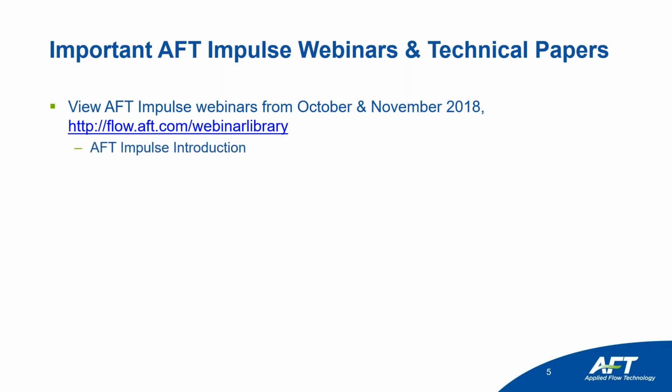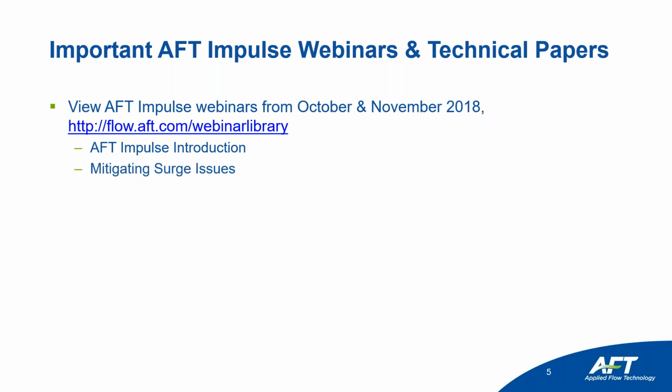The webinars I would recommend watching are the AFT Impulse Introduction. In that webinar, I talk about an overview of AFT Impulse and how it uses the method of characteristics to solve the system of transient pressures and flow rates throughout the piping network.